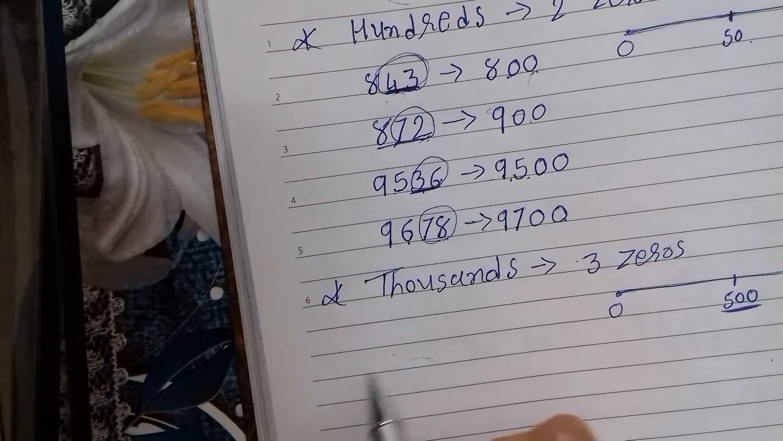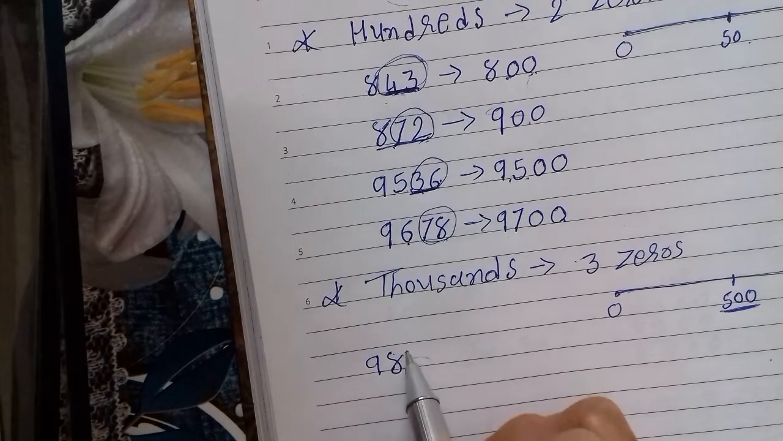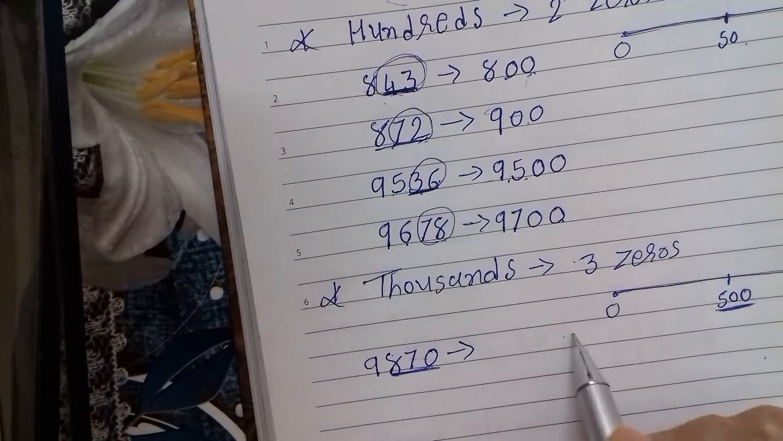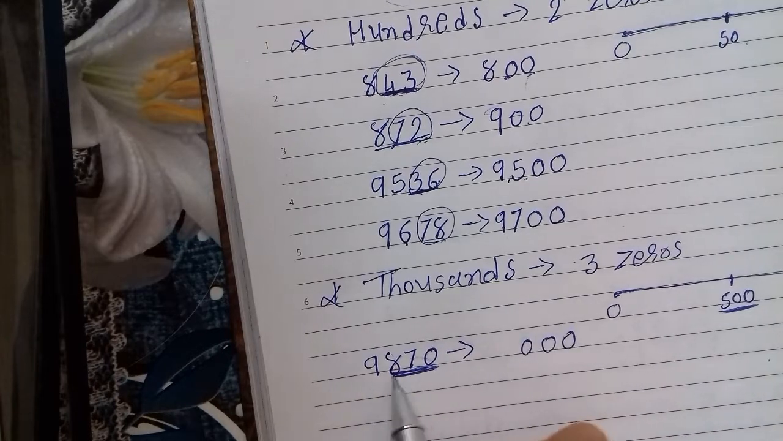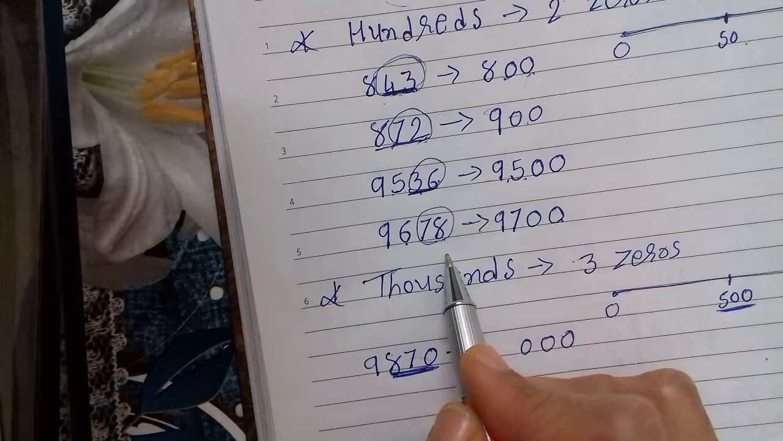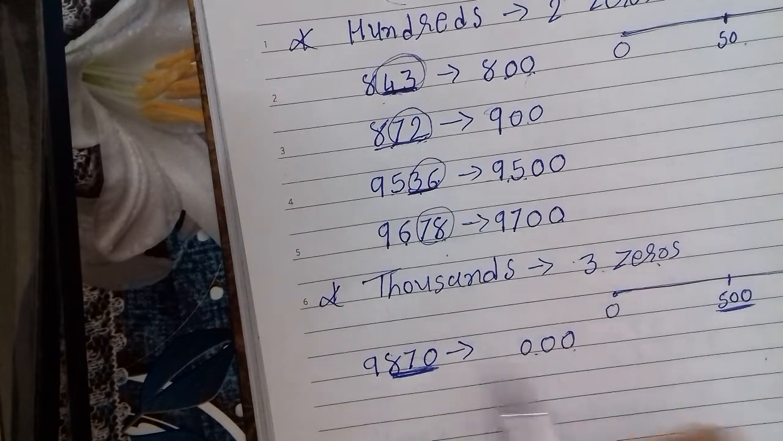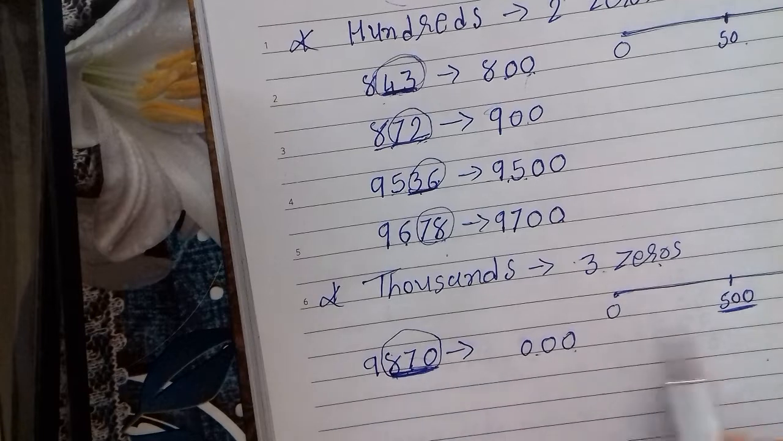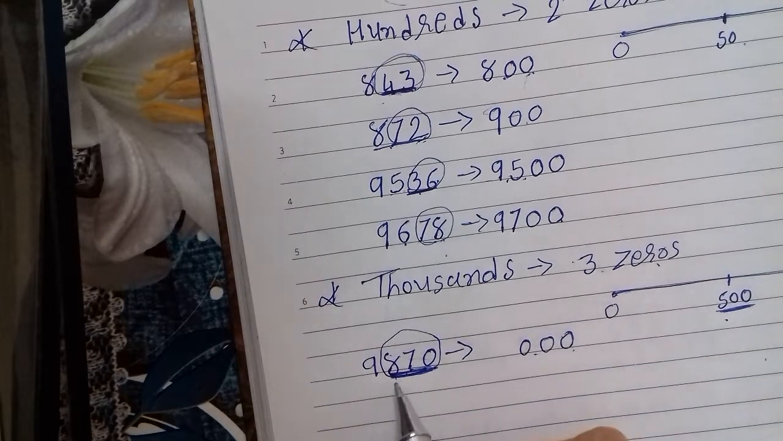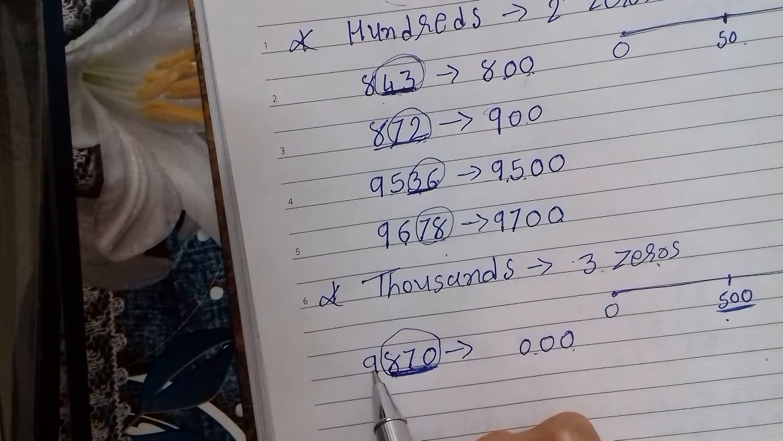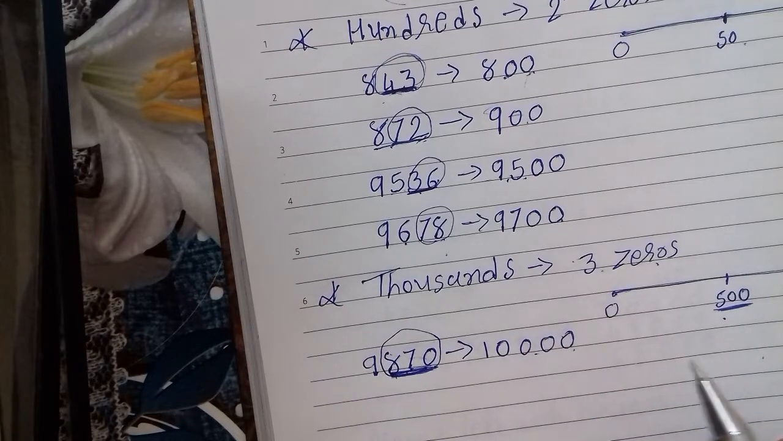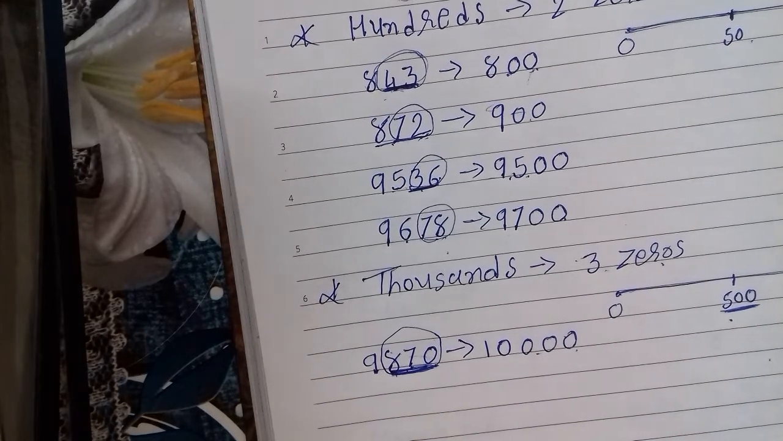Suppose 9870. First take these 3 digits and put 3 zeros instead of them, because in thousands there are 3 zeros. Now observe these 3 digits: 870. 870 is greater than 500, so add one in the next digit. So your 9 plus 1 is 10, so your answer is 10,000.